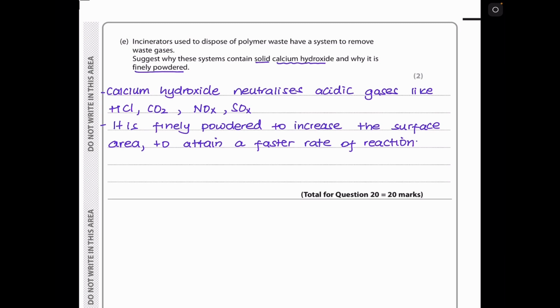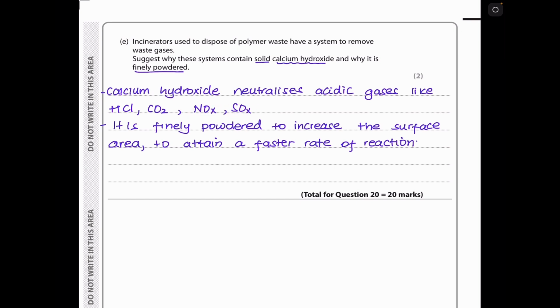In part E, incinerators used to dispose of polymer waste have a system to remove waste gases. Suggest why these systems contain solid calcium hydroxide and why it is finely powdered. Calcium hydroxide neutralizes the acidic gases and is powdered to increase the surface area for the reaction to be faster. So I said calcium hydroxide neutralizes the acidic gases like HCl, carbon dioxide, oxides of nitrogen, and oxides of sulfur.